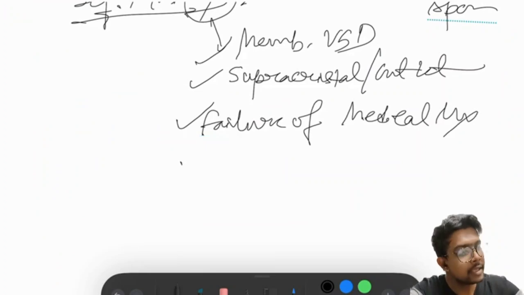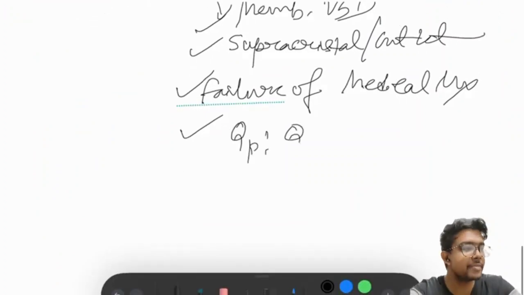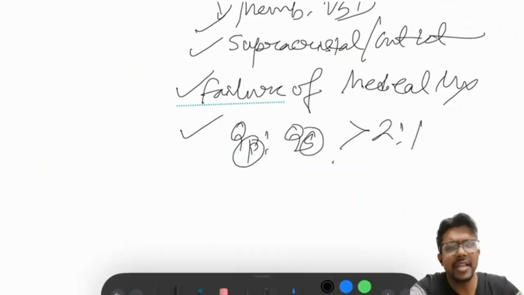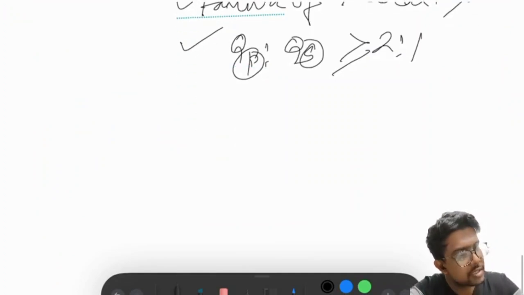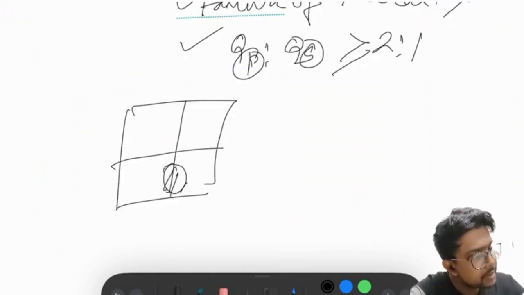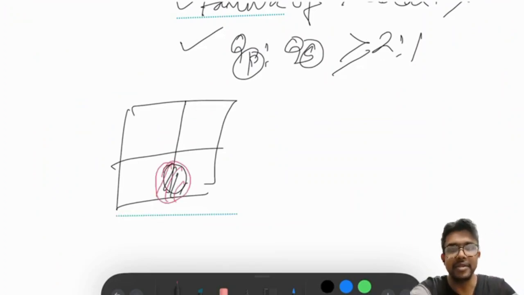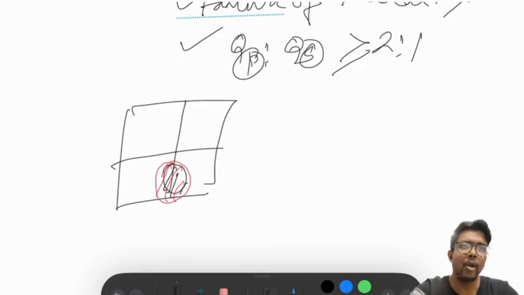And lastly, the Qp:Qs ratio, where P means pulmonary and S means systemic. If the blood flow difference is more than 2:1, then you have to do surgery. Surgery is what? You will put a patch. Here is the defect, you will put a patch here, and it seems to be very easy, but it is not such an easy procedure. This is an overview of VSD. For more information, you have to read Nelson. Thank you.